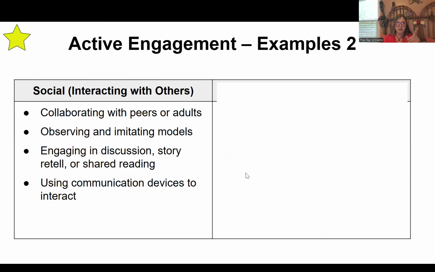All right, next type of active engagement is social engagement. And obviously, it's exactly what it sounds like. Students are interacting with others. They're interacting with the teacher, they're interacting with their peers, they're collaborating, they're observing and imitating different models. They could be having a discussion or retelling a story, sharing a reading, or they could be using communication devices, those AAC devices, to interact with their peers. Again, actively engaging with others in a social way that supports learning.